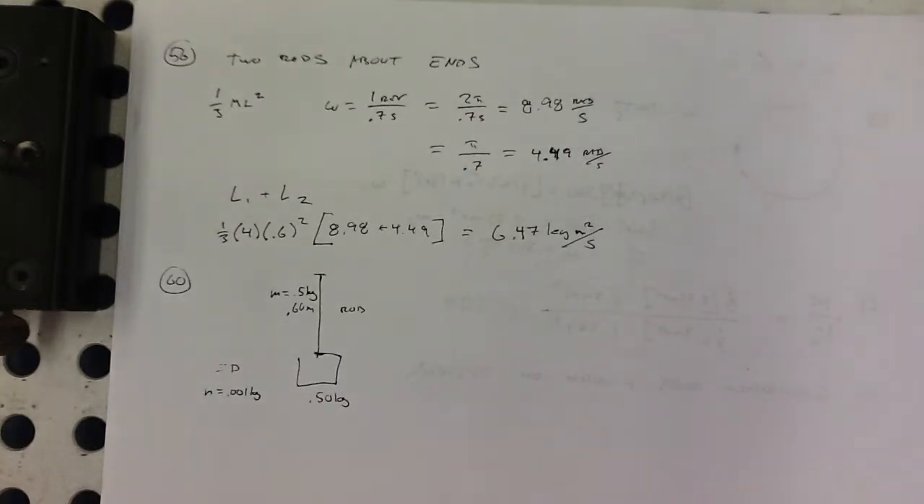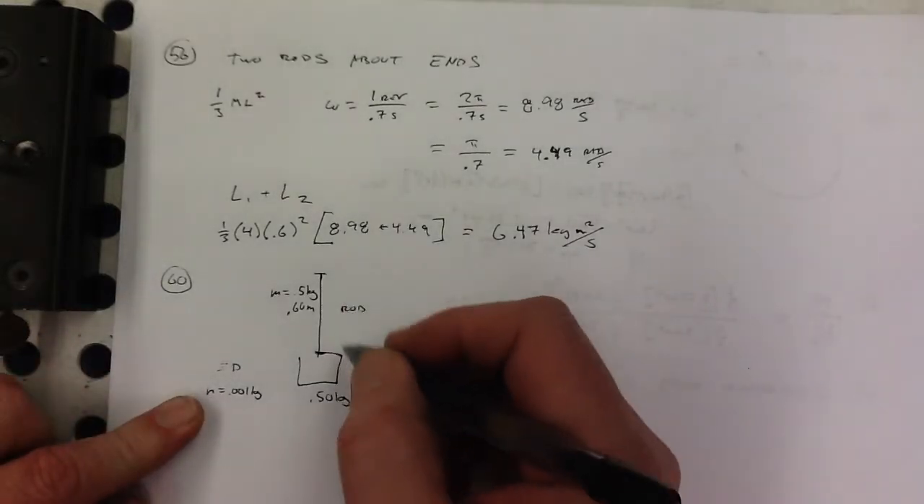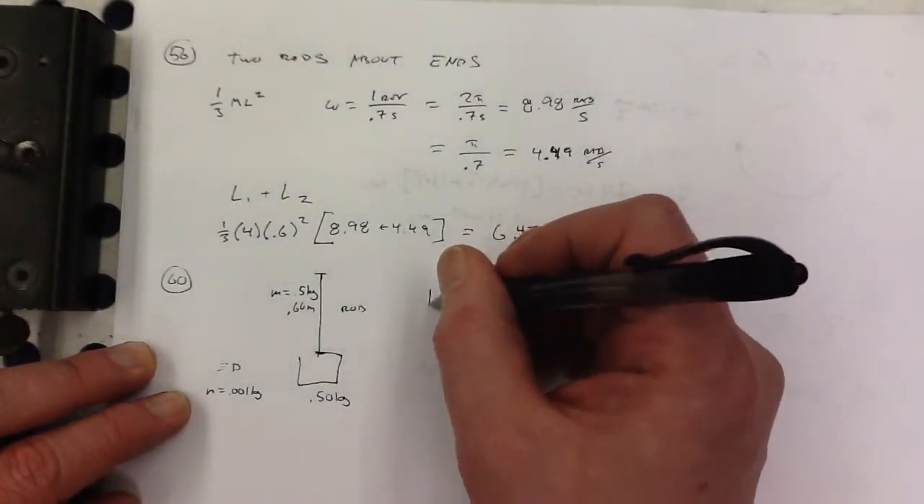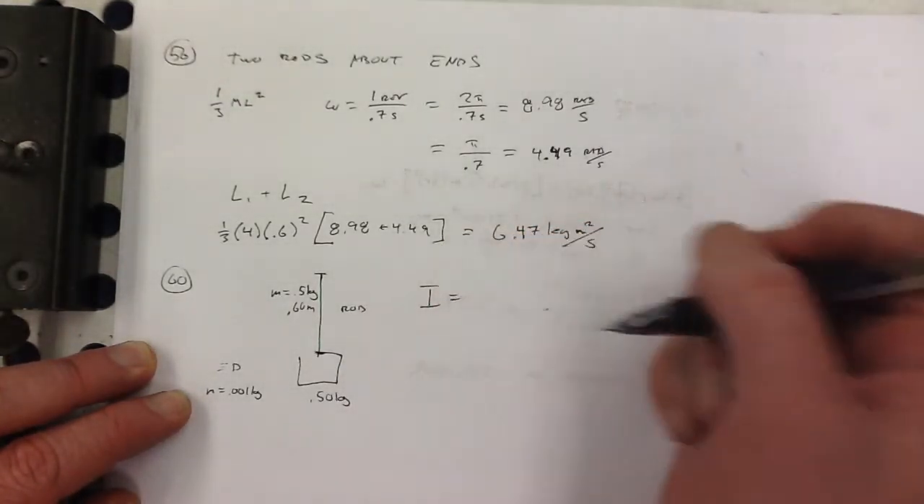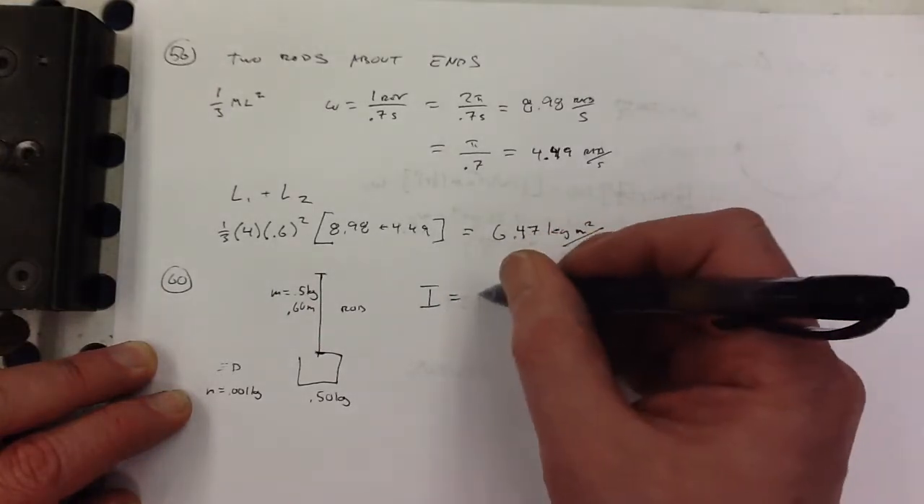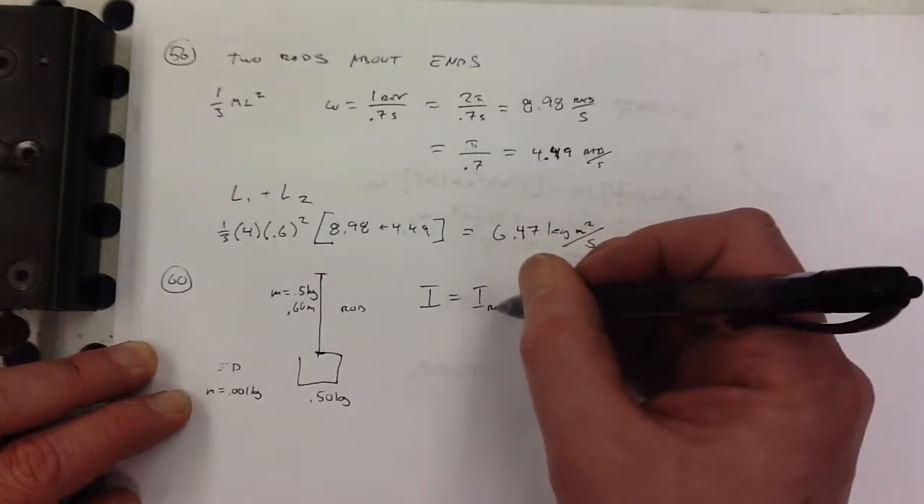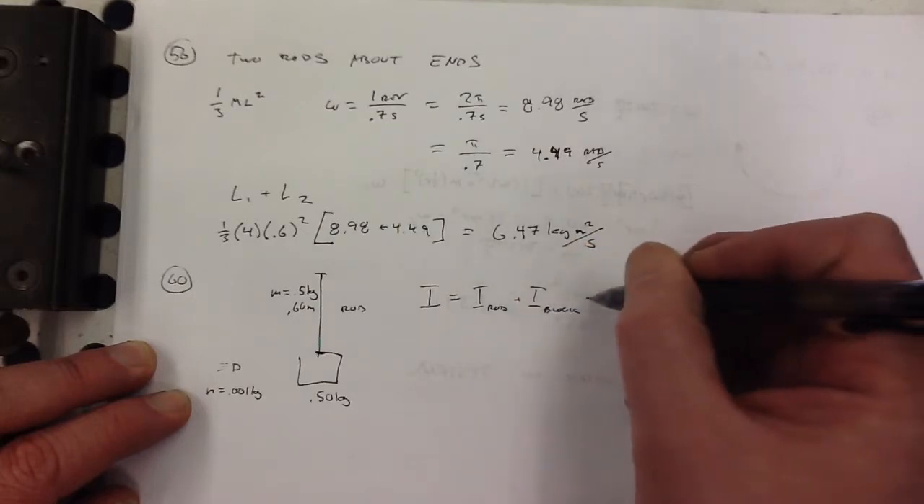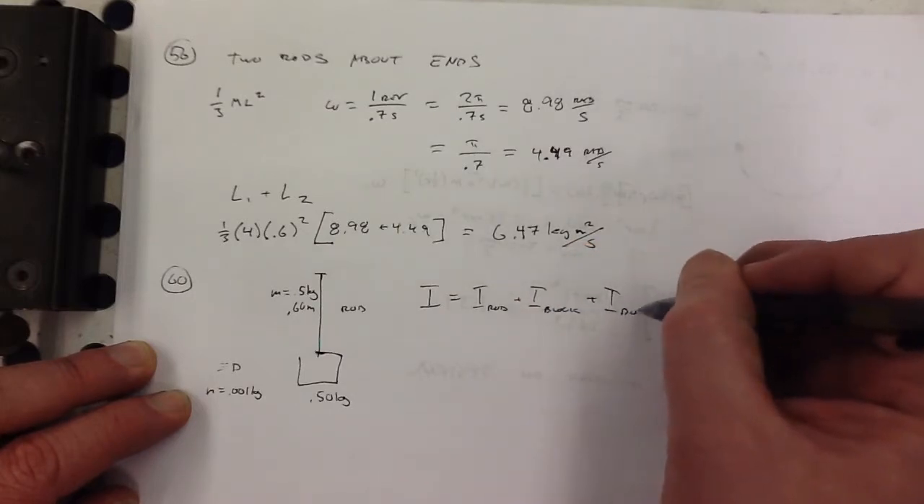So let's do that. What then is the rotational inertia of the block rod bullet system about point A? The rotational inertia of the whole thing is just rod plus block plus bullet.